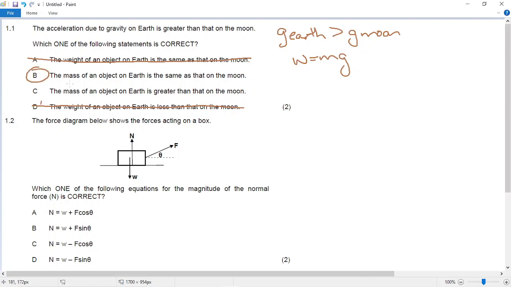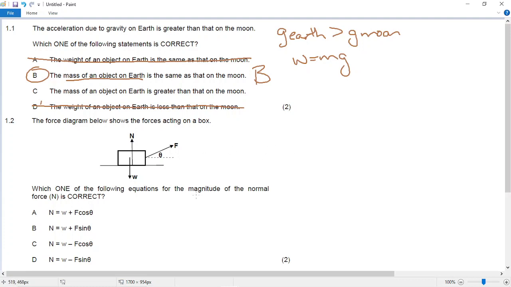The mass of an object on Earth is the same as that on the Moon because why? What is your mass? Your mass is the number of particles that you contain, and unless somebody chops off your arm on the way to the Moon, you will have exactly the same mass on the Earth as on the Moon. The force diagram below shows the forces acting on a box.